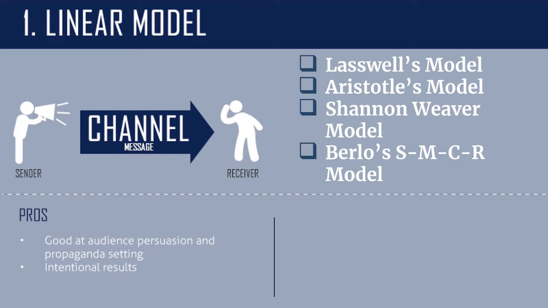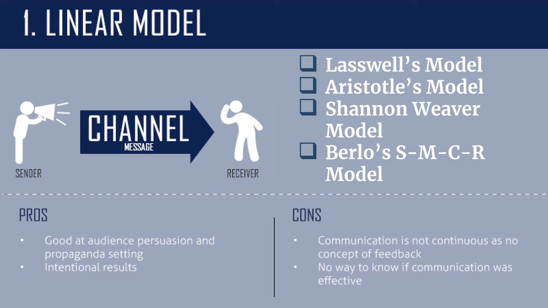Linear model is good at audience persuasion and propaganda setting, and it has intentional results. However, communication is not continuous as no concept of feedback is introduced. Also, there is no way to know if communication was effective.